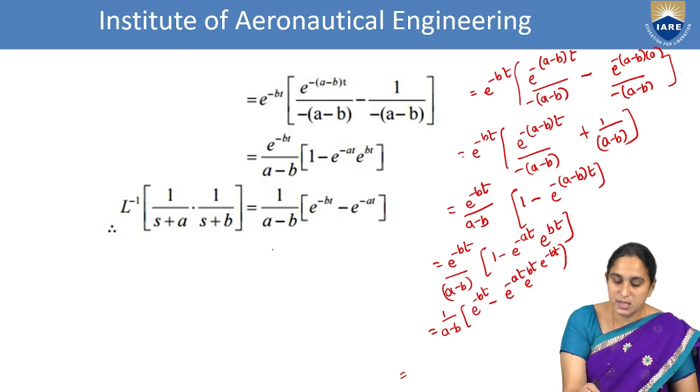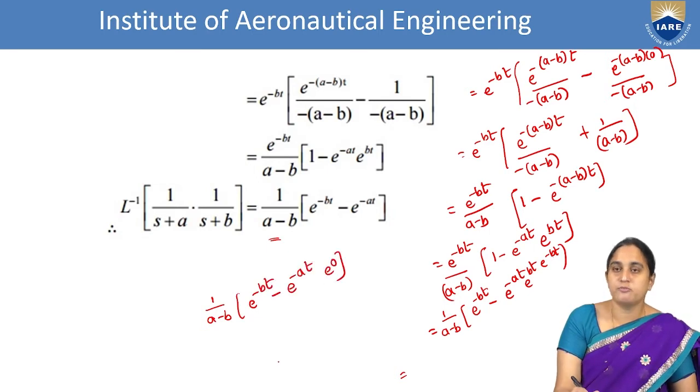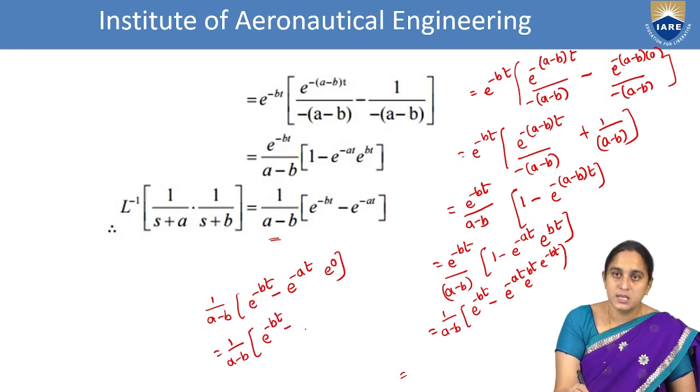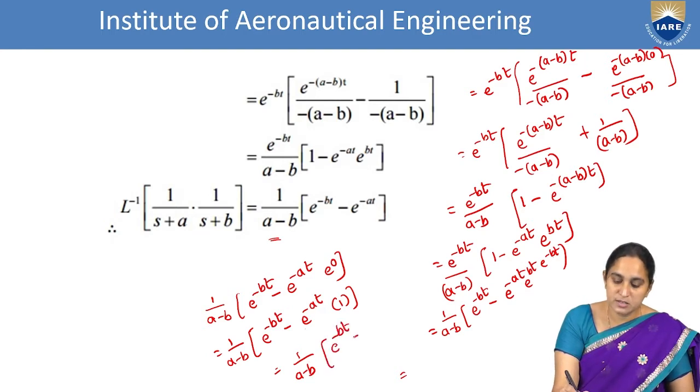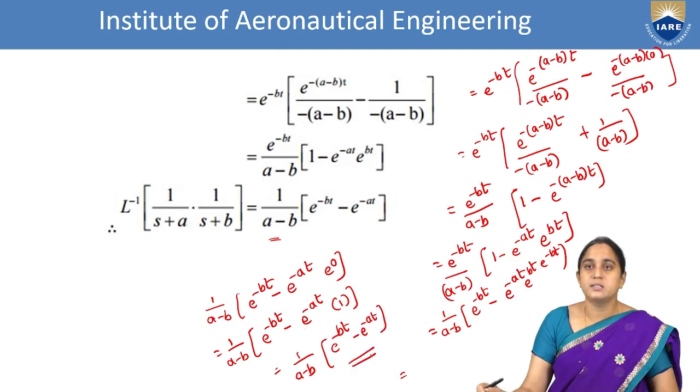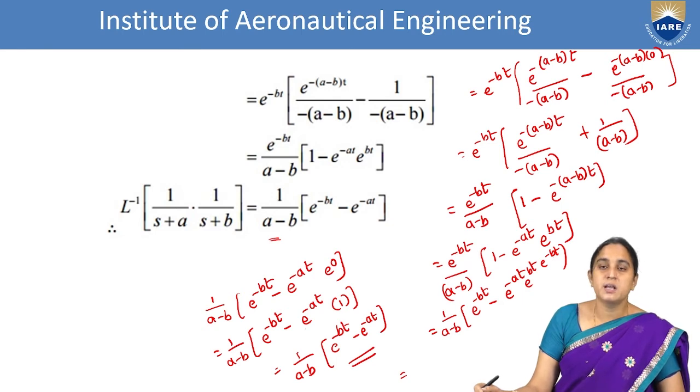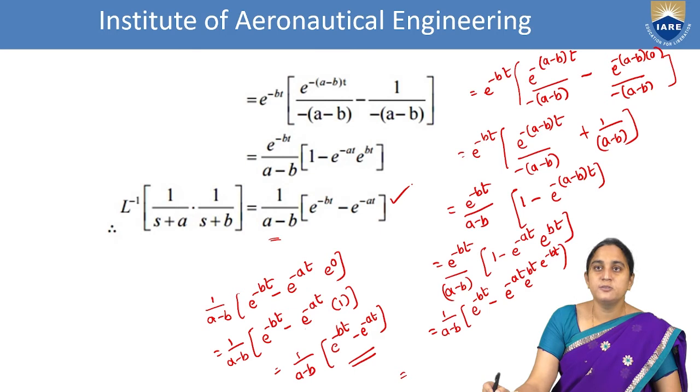From that here, 1 by a minus b, e power minus bt minus of e power minus at, here bases are equal, we should add the powers of that, bt minus bt as 0. From that, 1 by a minus b into e power minus bt minus e power minus at into e power 0 form. e power 0 value, how much? 1. Therefore, the final answer for the first question is 1 by a minus b into e power minus bt minus e power minus at. That is, Laplace inverse of 1 by s plus a into s plus b is equal to 1 by a minus b into e power minus bt minus e power minus at.